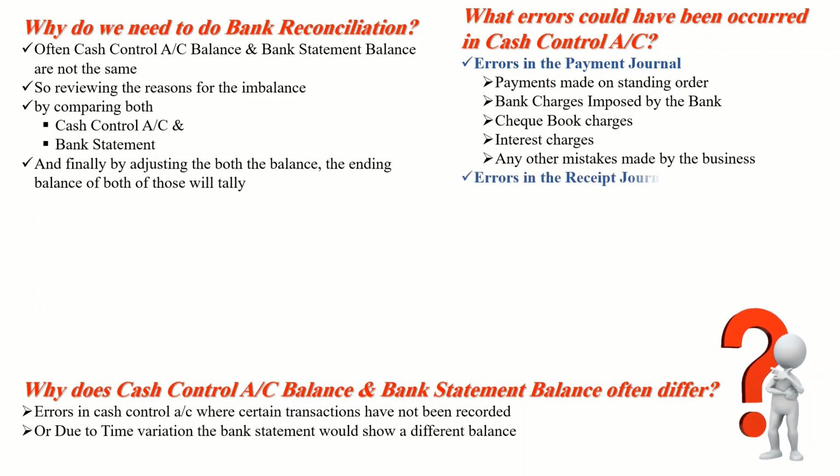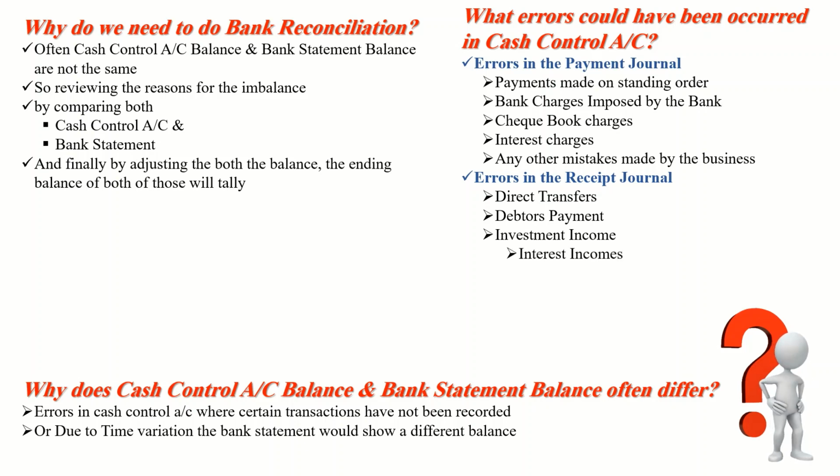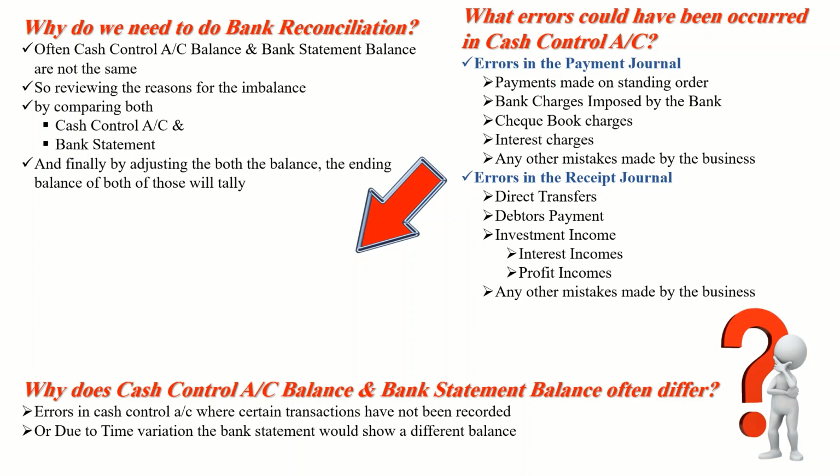Now let's have a look at the errors and omissions that could have occurred in the receipt journal. Direct transfers and debtors' payments. Investment income: here, on behalf of the company, the bank collects incomes such as interest income and profit income. And finally, the errors made by the business. After adjusting all these errors through the revised cash control account, the bank reconciliation statement will be prepared.